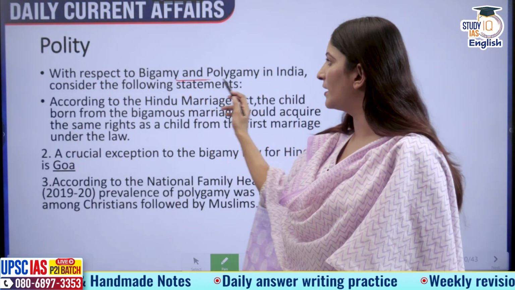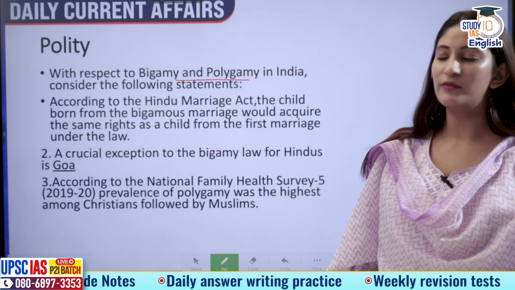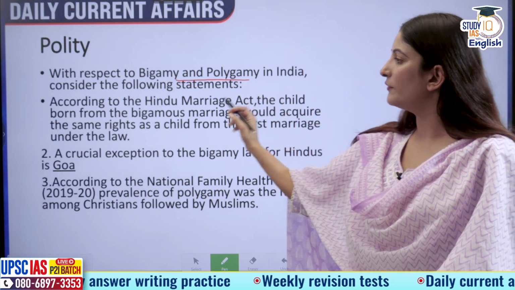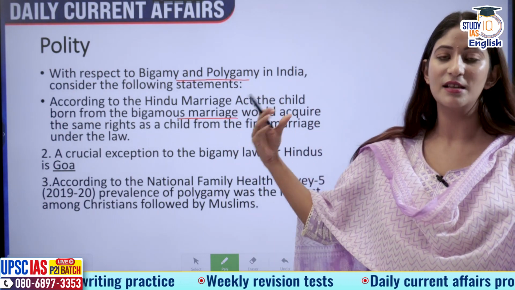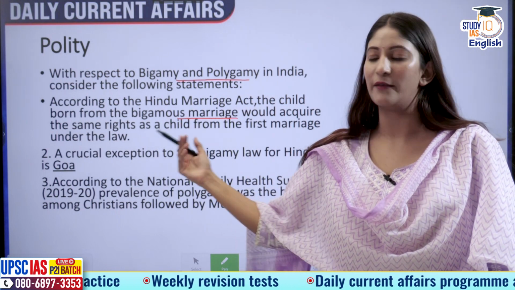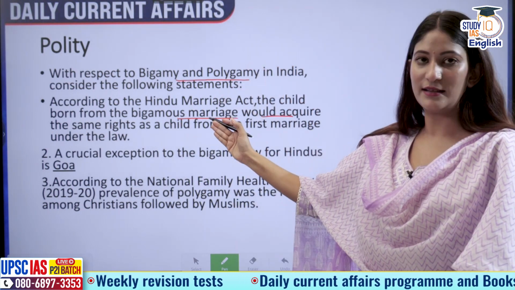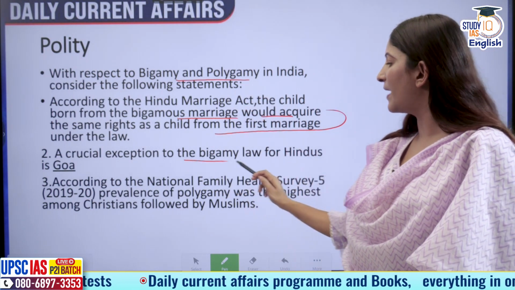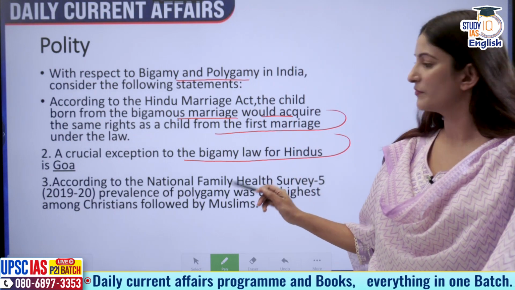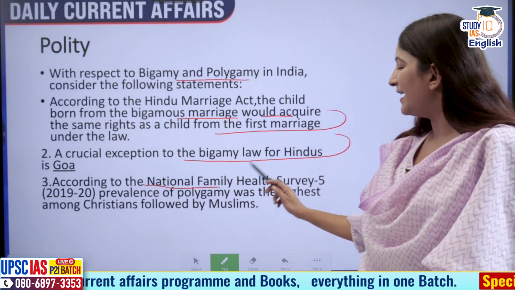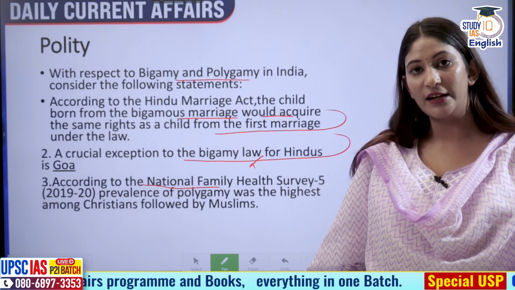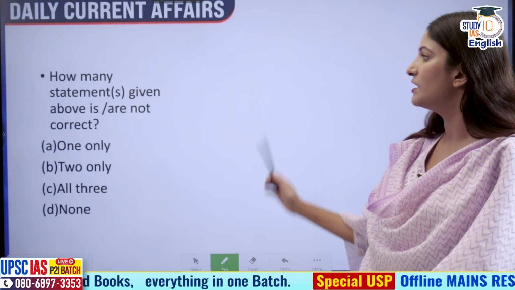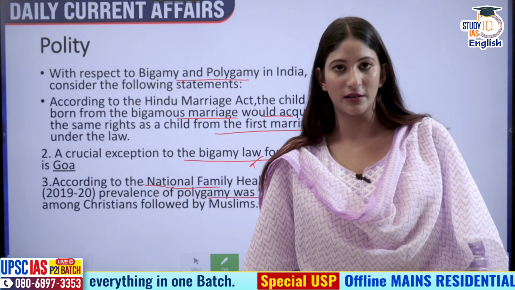With respect to bigamy and polygamy in India, consider the following statements. According to the Hindu Marriage Act, the child born from a bigamous marriage, that means child born from the second wife, would acquire the same rights as a child from the first marriage under the law. A crucial exception to the bigamy law for Hindus is Goa. According to the National Family Health Survey 5th, that is 2019 to 20, prevalence of polygamy was the highest among Christians, followed by Muslims. So how many of the statements given above is or are not correct?